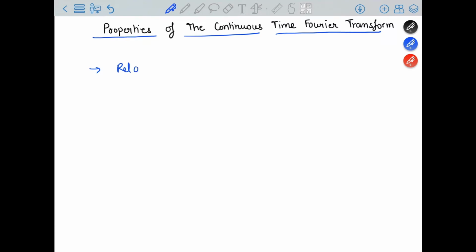So it will provide a relationship among time domain and frequency domain.